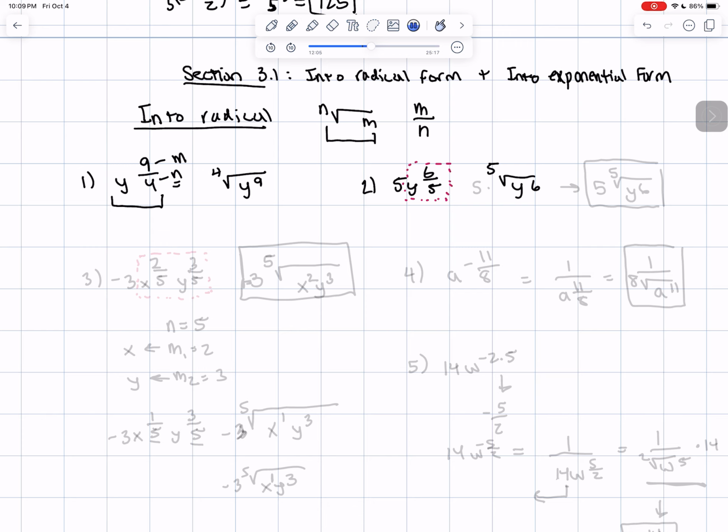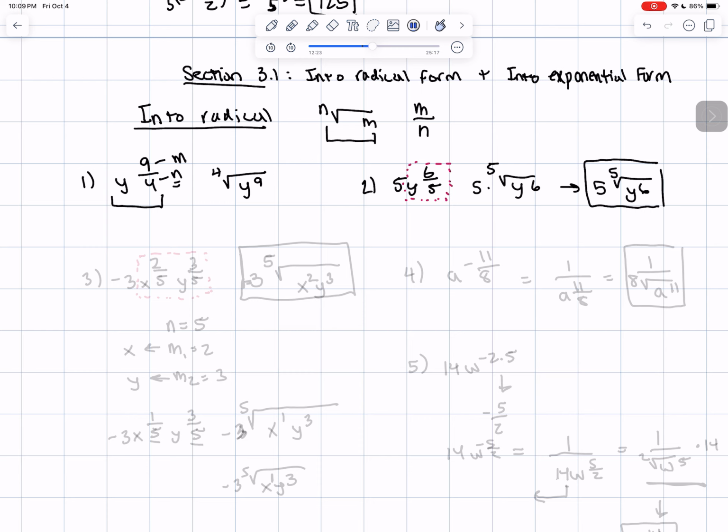But now I need to incorporate the 5. Well, this is easy. All I have to do is think that it's being multiplied by 5. So it just means that it's going to be 5 square root y of 6. And this is my final answer. Not too bad.